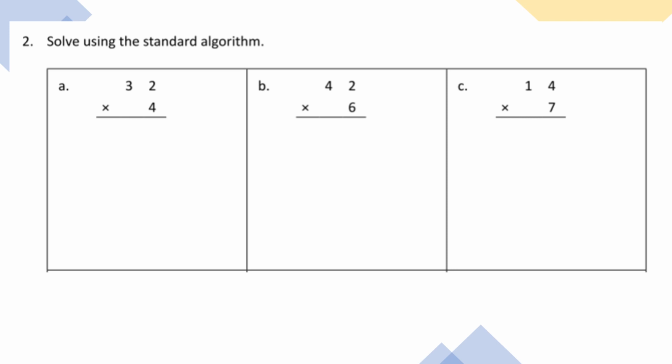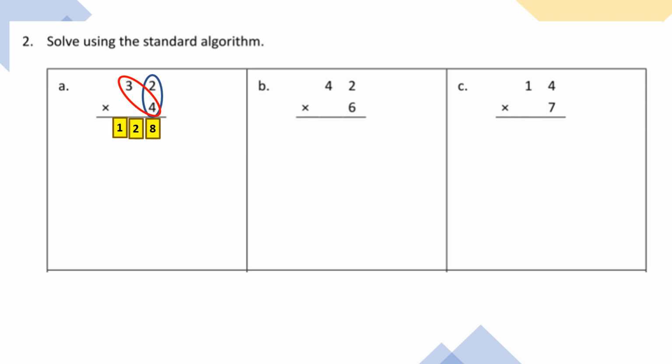Let's start with A. We have 32 times 4. So we'll start by multiplying 4 times 2. And 4 times 2 is 8. Then we're going to multiply 4 times 3. And 4 times 3 is 12. And our solution for 32 times 4 is 128. Now let's move on to B.